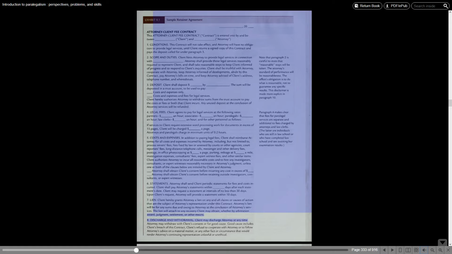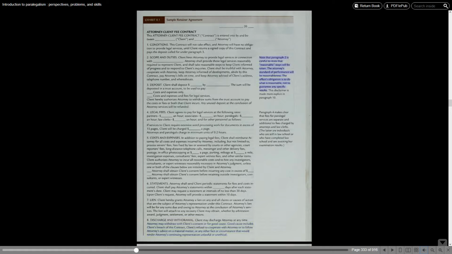8. Discharge and withdrawal. Client may discharge attorney at any time. Attorney may withdraw with client's consent, or for good cause. Good cause includes client's breach of this contract, client's refusal to cooperate with attorney or to follow attorney's advice on a material matter, or any other fact or circumstance that would render attorney's continuing representation unlawful or unethical.